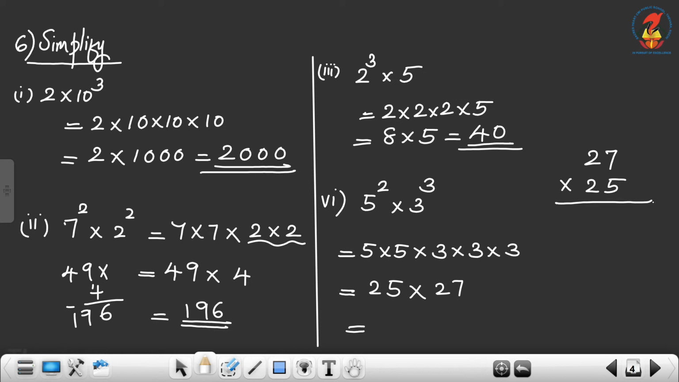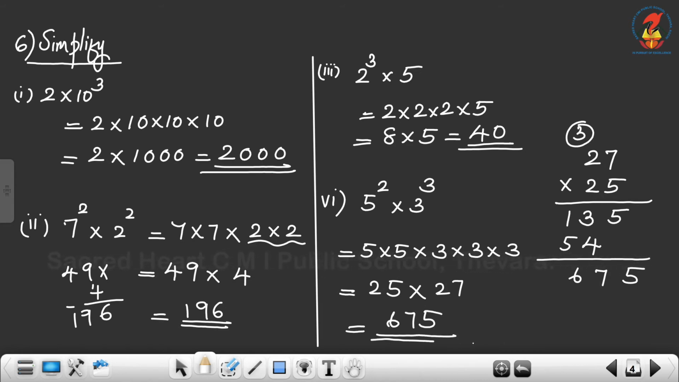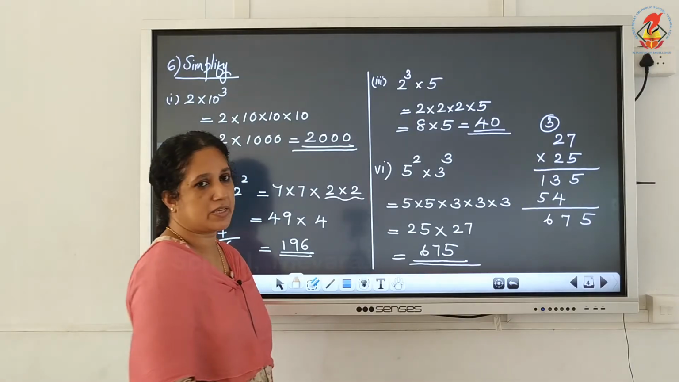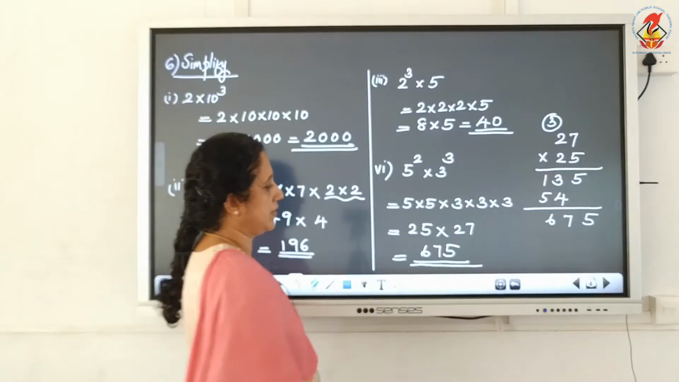7 5s are 35, carry over 3. 2 5s are 10, 10 plus 3, 13. 2 7s are 14, carry over 1. 2 2s are 4, 4 plus 1, 5. So the answer is 675. Therefore 5 squared into 3 cubed is equal to 675.